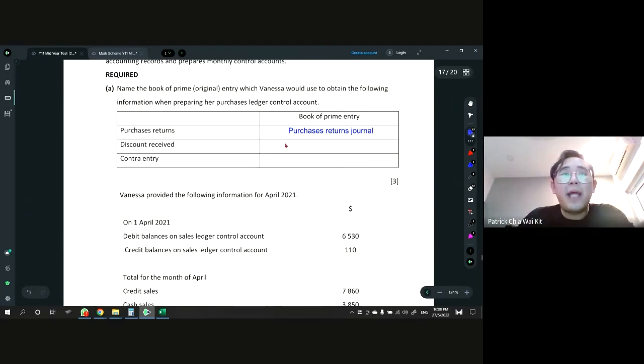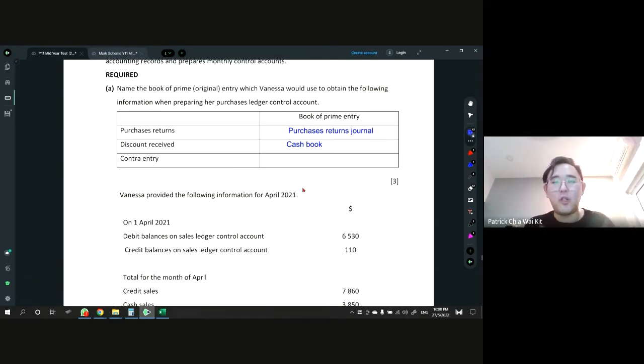Okay. And then where can you find discount received? The discount received column is found in the cash book, right? It's there. And what about contra entry? This contra entry is not the cash book money in, money out, both sides. This contra entry is in the control account.